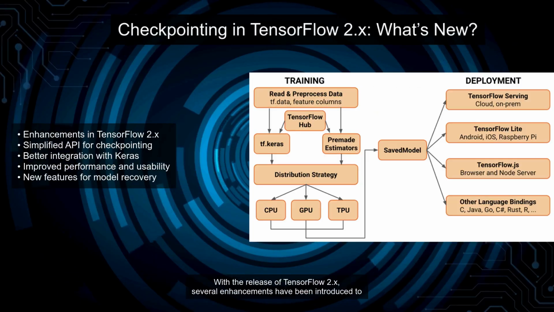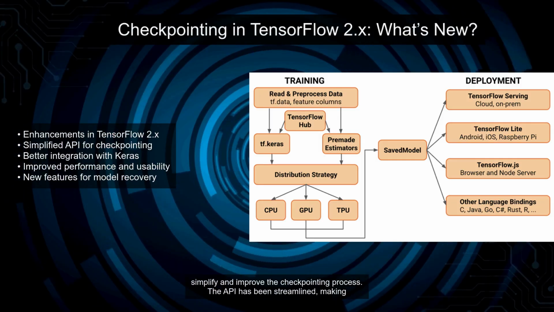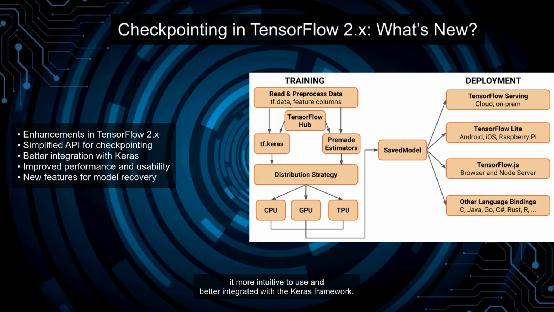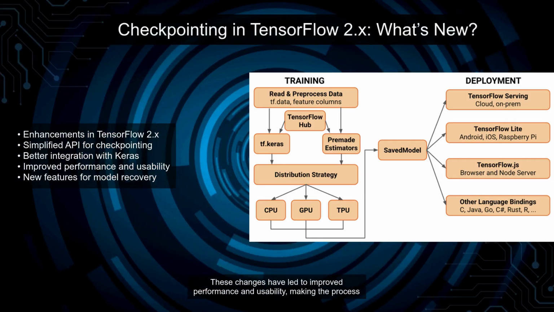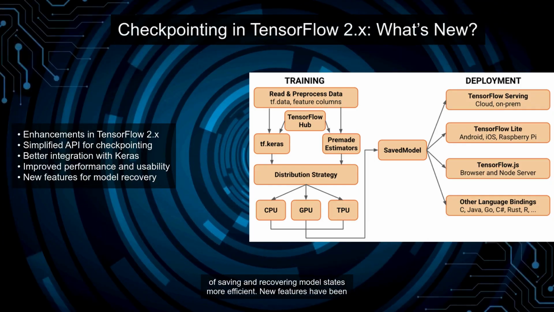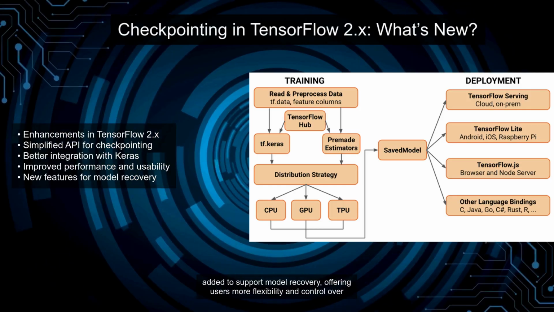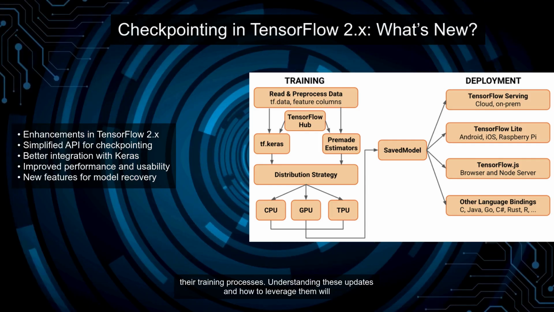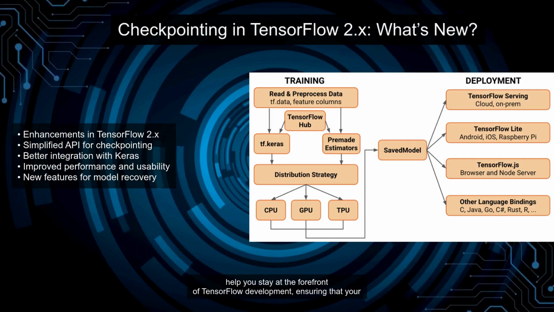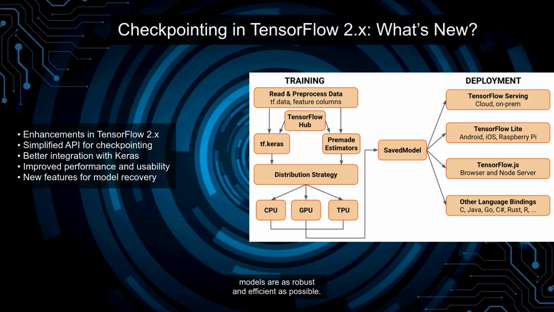With the release of TensorFlow 2.x, several enhancements have been introduced to simplify and improve the checkpointing process. The API has been streamlined, making it more intuitive to use and better integrated with the Keras framework. These changes have led to improved performance and usability, making the process of saving and recovering model states more efficient. New features have been added to support model recovery, offering users more flexibility and control over their training processes. Understanding these updates and how to leverage them will help you stay at the forefront of TensorFlow development, ensuring that your models are as robust and efficient as possible.